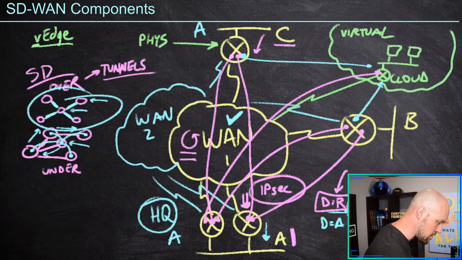Internally, facing down this way, we're still going to use traditional routing protocols. We can still run OSPF and BGP.